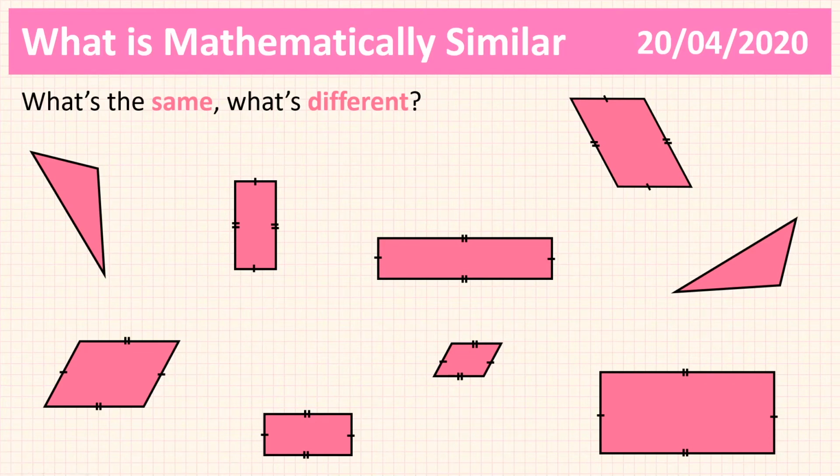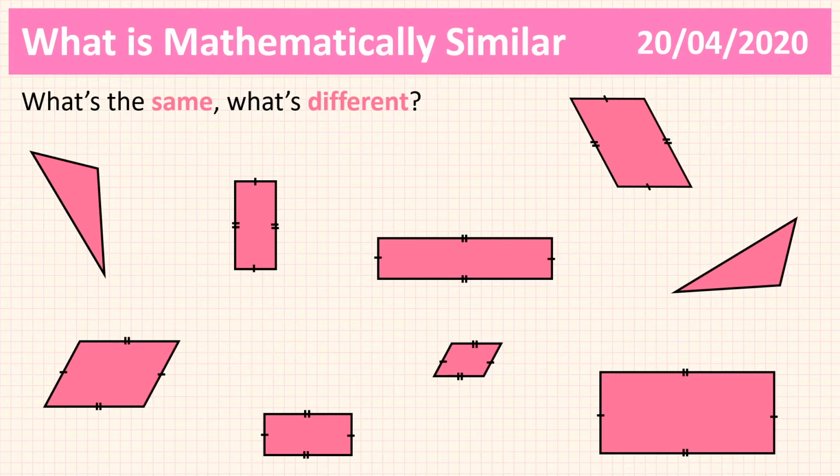I'm Mr. Chowdhury. Today we're going to be looking at mathematical similarity. In particular, what is mathematical similarity? Before we do that, we need to make sure that we have an understanding of what congruence means. Now, congruence in mathematics means the same.